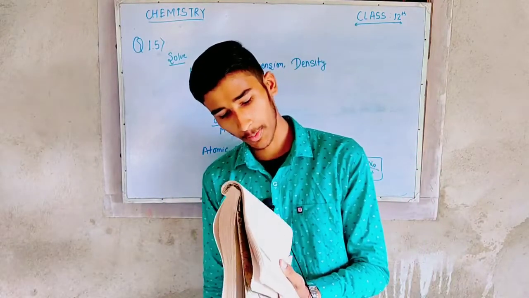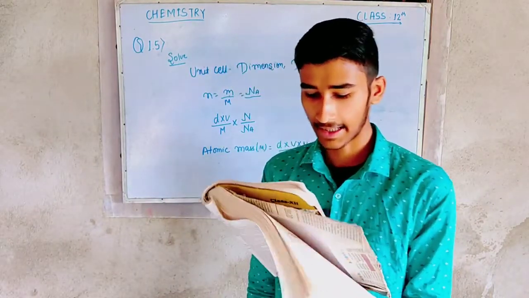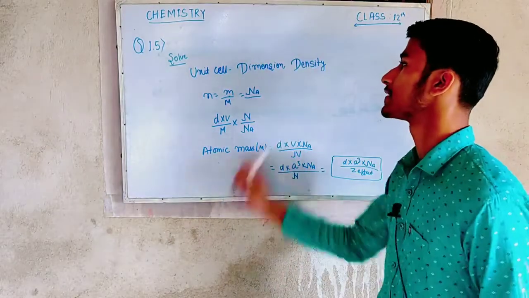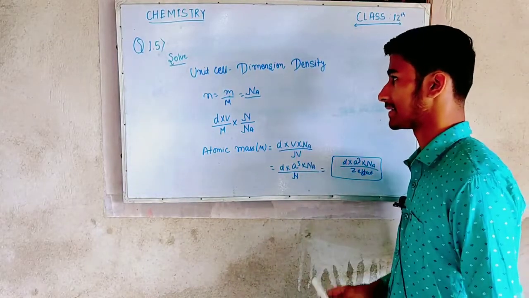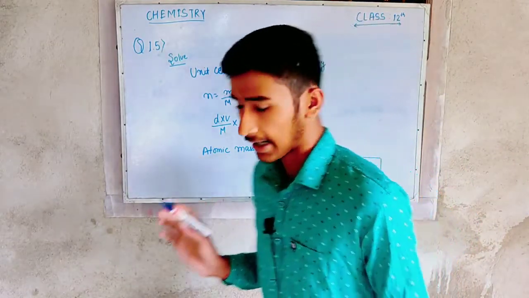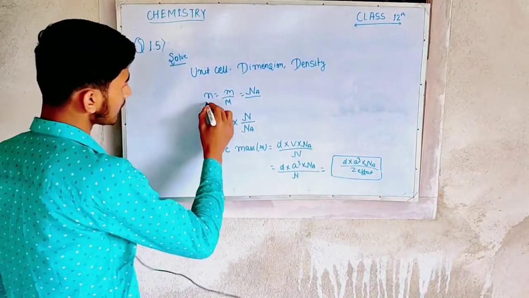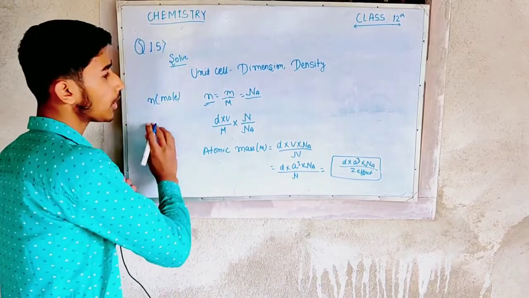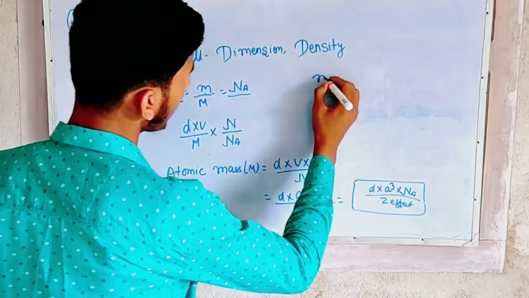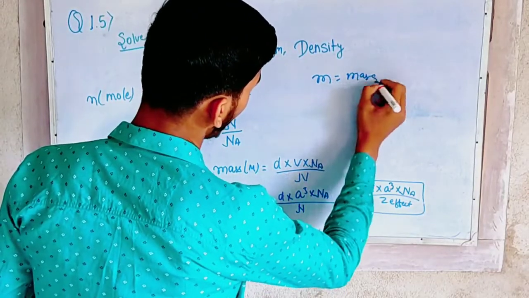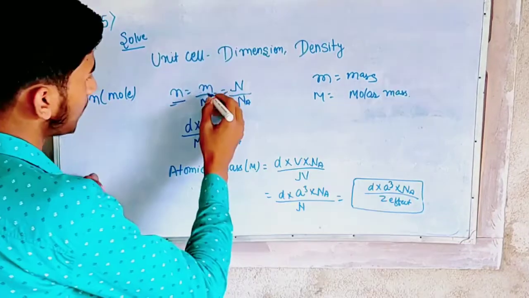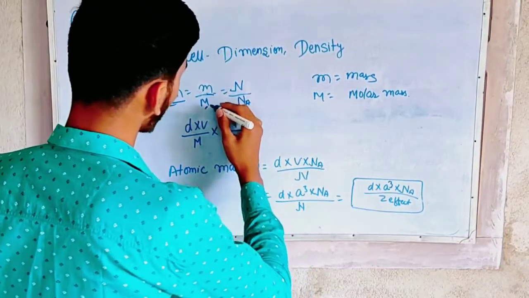The next question is, how can you determine the atomic mass of an unknown metal if you know its density and the dimension of its unit cell? Explain, right? Last question of this video. So we have a unit cell, unit cell dimension and its density, right? Here you can see this is a mole, and we know the formula of mole is small m, it means mass, and capital M is molar mass, right? The number of moles is mass by molar mass, right?